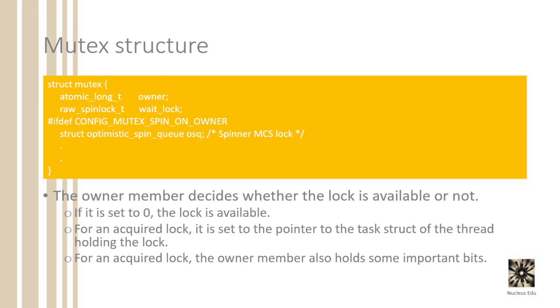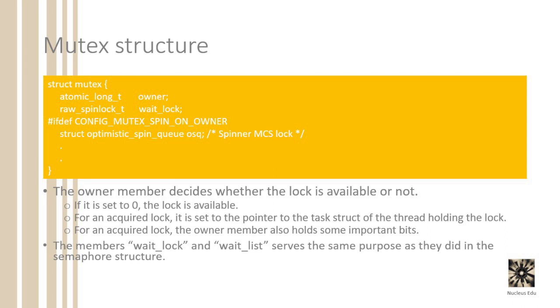We will discuss these bits and see how they are used internally. But just keep in mind that the owner member in this structure not only holds the pointer to the process holding the mutex, but also holds some important bits. These bits provide a sort of communication between tasks which are waiting for the mutex to become available and tasks which have acquired the mutex and are going to be releasing it. So we will see all of this in detail in the later slides.